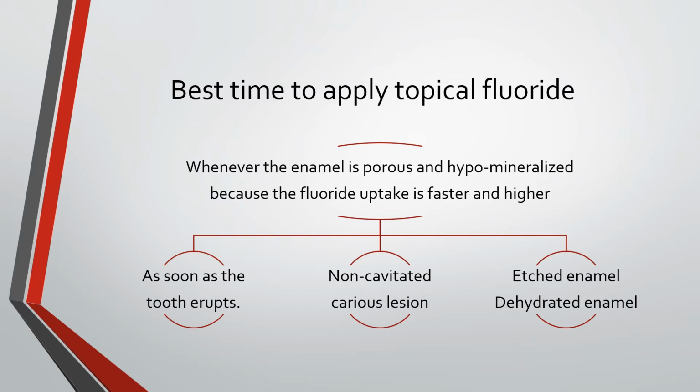And if you want to increase the uptake of fluoride, maybe you want to condition the enamel by using a weak phosphoric acid to etch the enamel to increase its porosity, so the topical fluoride uptake is higher. We will discuss this later, how the manufacturing companies have used this concept of etched enamel to make a unique product.